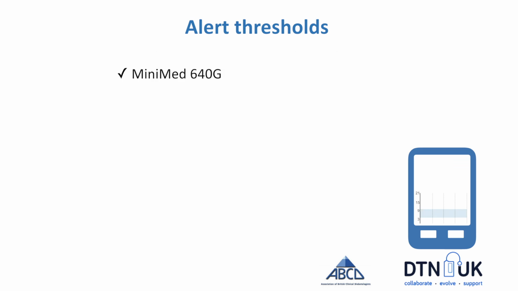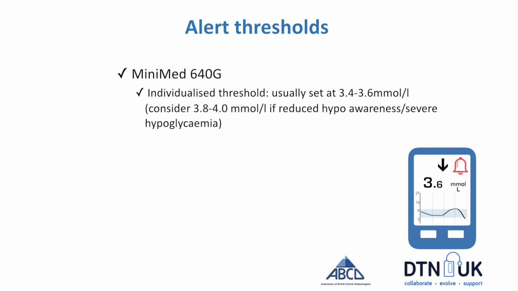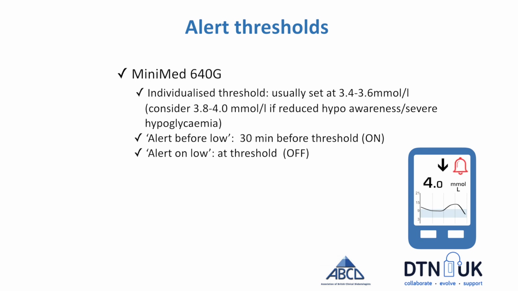The MiniMed 640 system is set up slightly differently. You can choose whatever threshold you like, and we would usually set it at between 3.4 and 3.6, sometimes higher for people with reduced awareness of hypoglycaemia or severe hypos. And there is an alert before low, which alerts 30 minutes before the sensor glucose is predicted to reach the threshold that you've set. And there's also an alert on low, which you may wish to turn off because you should have already been responding to the predictive low glucose alert.